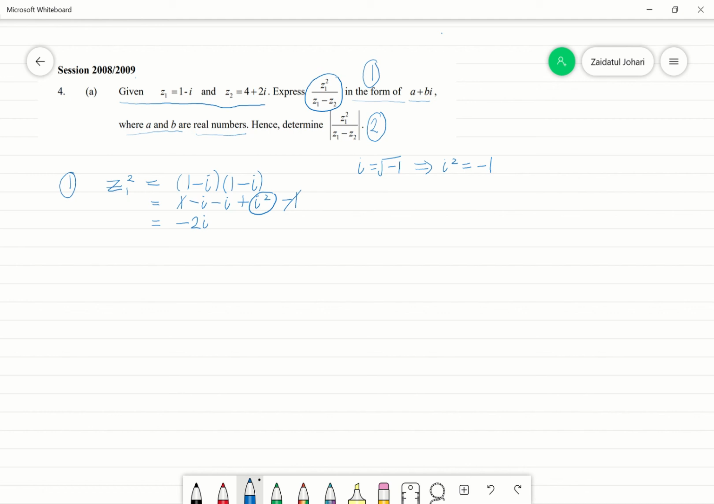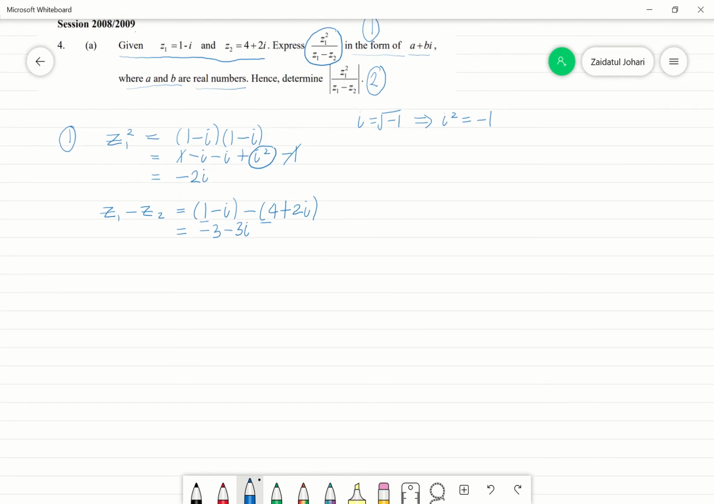Okay, then what about the denominator? So we have z1 minus z2, so we have z1, 1 minus i, minus z2, 4 plus 2i. So we will have 1 minus 4, negative 3, and minus i minus 2i, so we will have negative 3i. Okay, then next let's write it down in the form of a fraction. z1 squared over z1 minus z2 is negative 2i over negative 3 minus 3i.